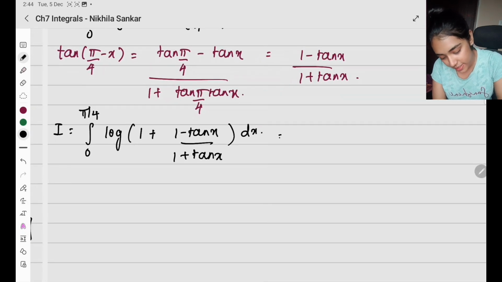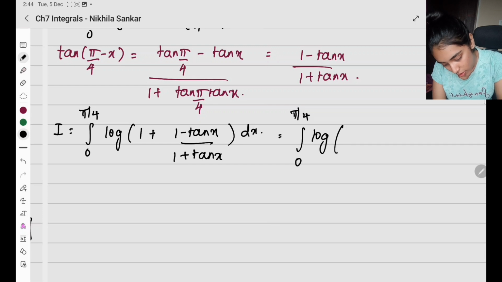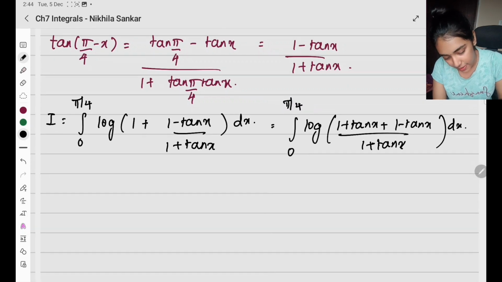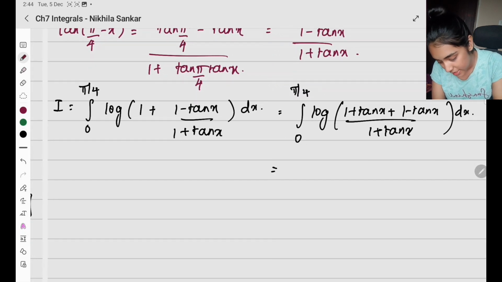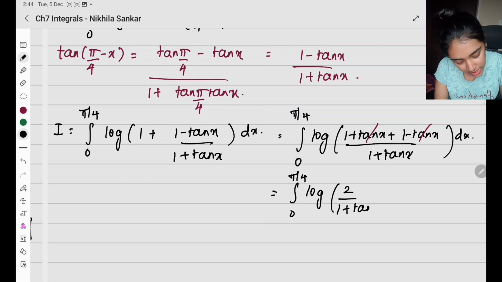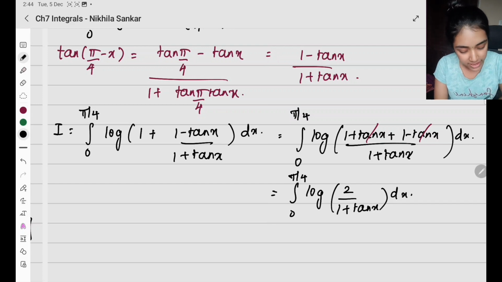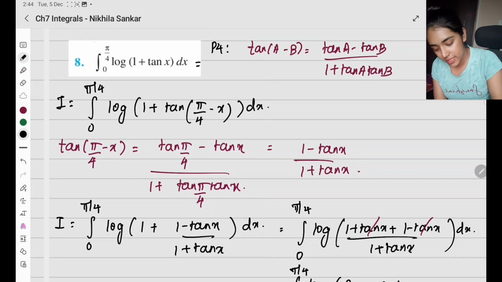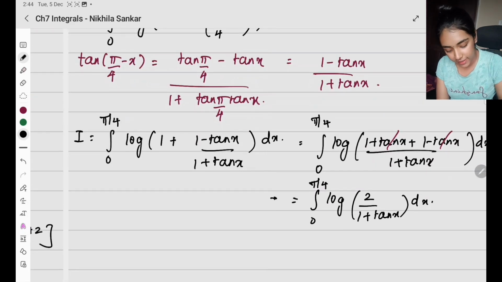So when I take the LCM inside the log function, integral 0 to pi by 4 log of 1 plus tan x plus 1 minus tan x divided by 1 plus tan x times dx. So this gets cancelled. Tan x minus tan x cancel. So I'll be left with integral 0 to pi by 4 of log of 2 by 1 plus tan x times dx. Now this is going to be my I and this is also my I.